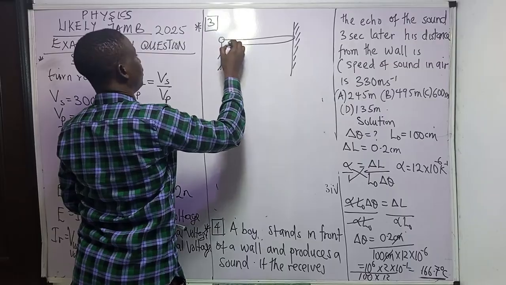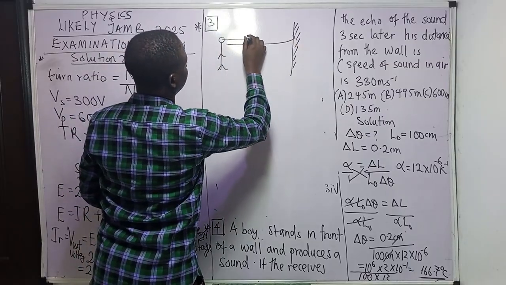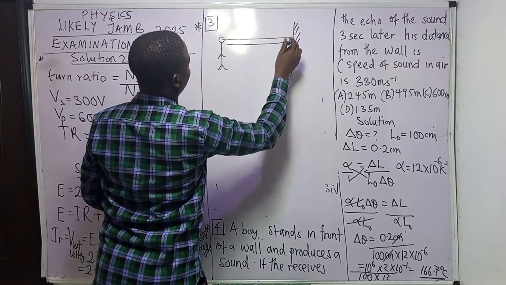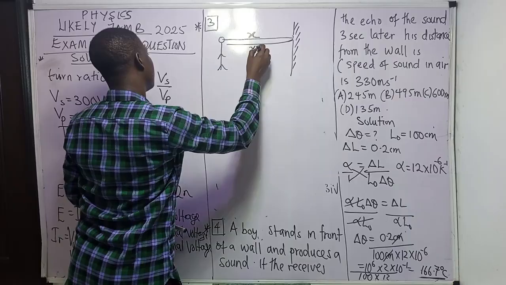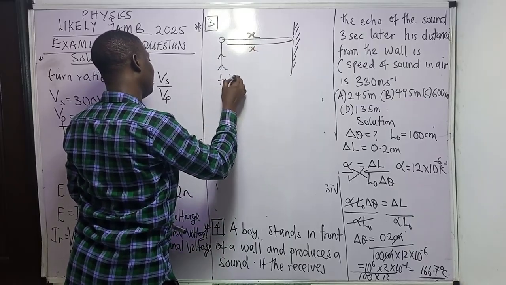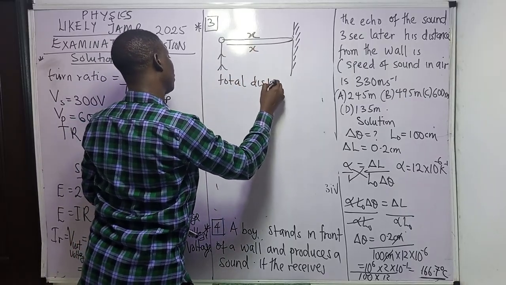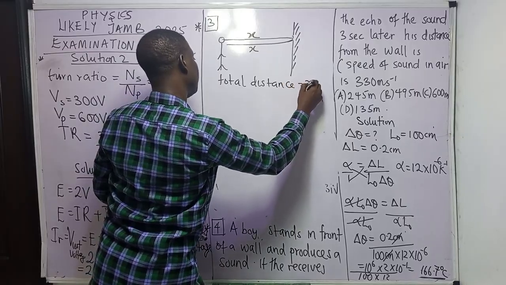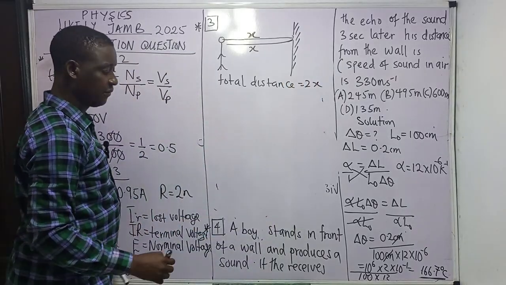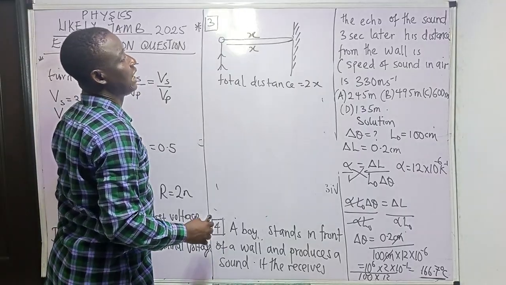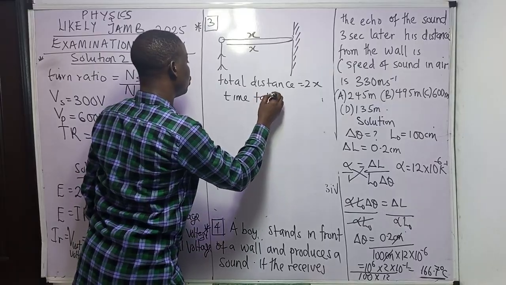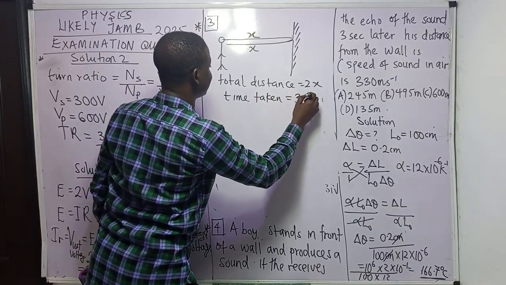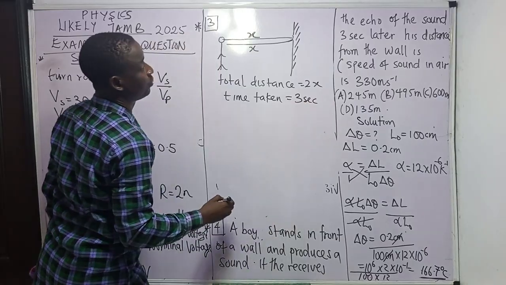The sound must return, because there must be a reflection. Let's say it goes with X, it returns with X. So the total distance is equal to 2x. If he receives the echo of the sound 3 seconds later, so the time taken to go and come back is 3 seconds from the wall.